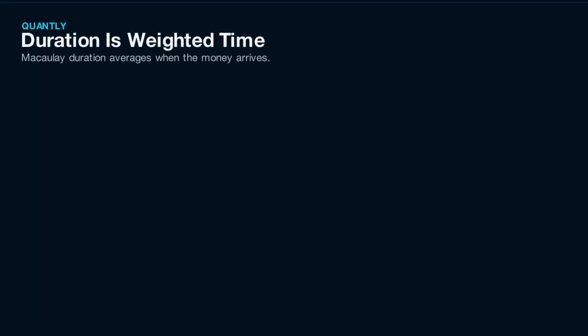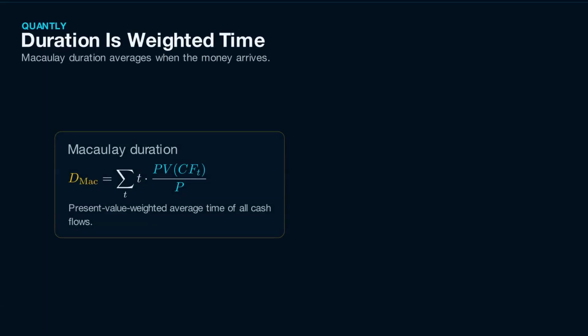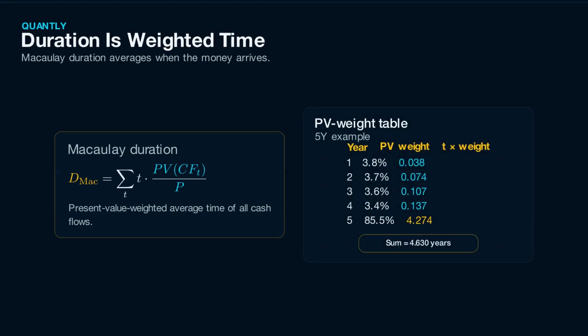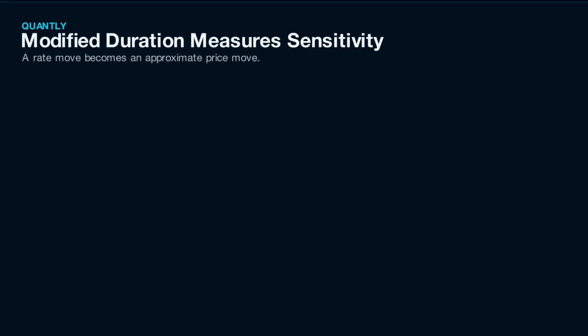The formal measure was introduced by economist Frederick Macaulay in 1938. Macaulay duration is the present value weighted average time until all cash flows are received. For each cash flow, multiply the time in years until receipt by the present value of that cash flow. Then divide by the bond's total price and sum across all payments. Macaulay duration is measured in years.